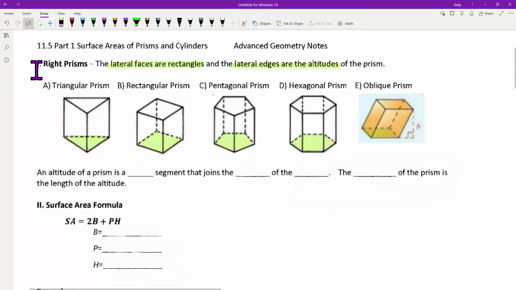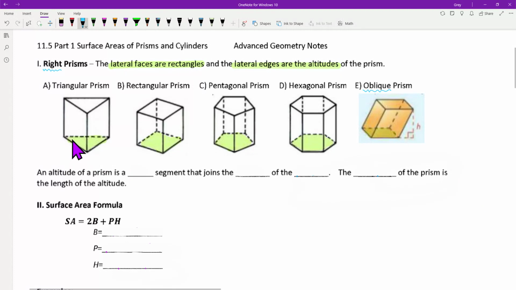So remember, a right prism, we talked about this before, the lateral faces are all rectangles and the lateral edges are the altitudes of your prism. That's if it is a right prism, okay? If it's not a right prism, it might be an oblique prism, in which case you can see the altitude is not the lateral edges. But it is, just like we talked about in our area of a parallelogram, the perpendicular distance between the two bases.